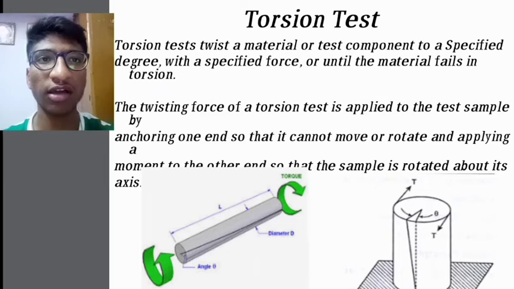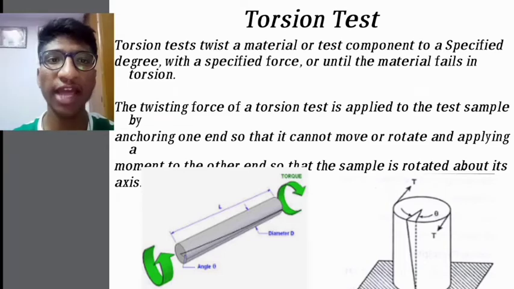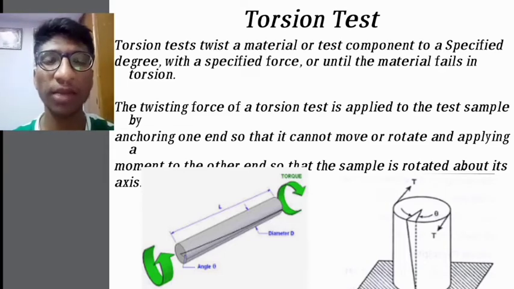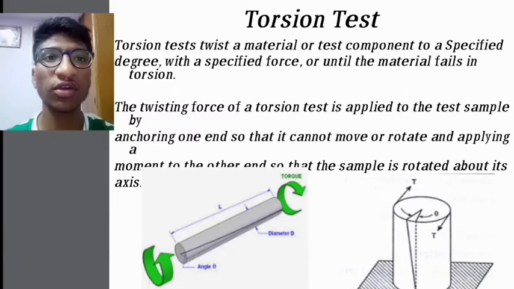So friends, I would like to explain the torsion test. The torsion test twists a material or test component to a specified degree with a specified force, or until the material fails in torsion. Here we see the diagram. A material can be twisted both sides, but in the torsion test we have only one movement to twist the material. I will explain the procedure of the torsion test later.